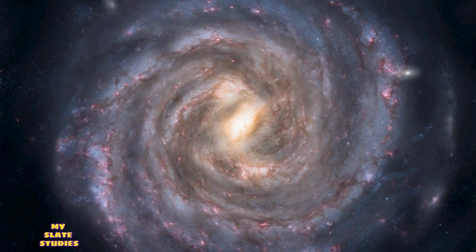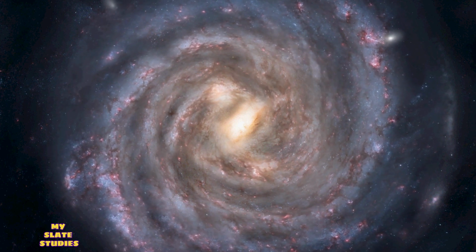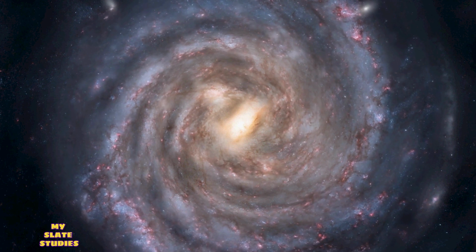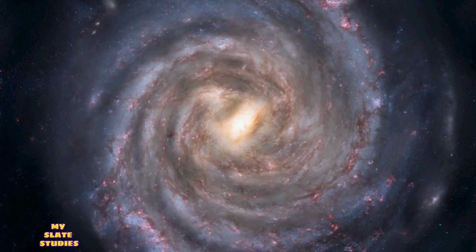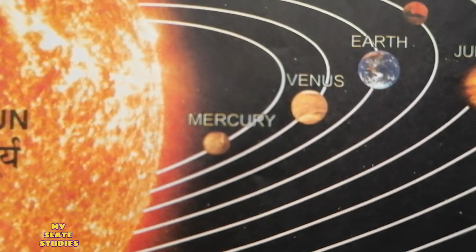Formation. The Solar System formed about 4.6 billion years ago from a giant molecular cloud of gas and dust. The Sun formed first, and the remaining material accreted to form planets, moons, and other objects.